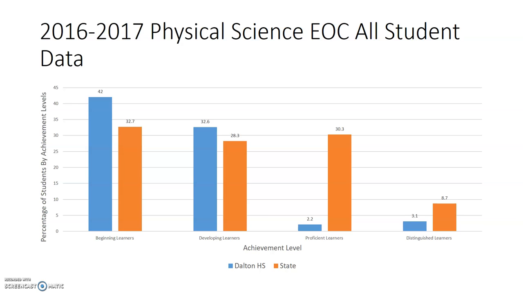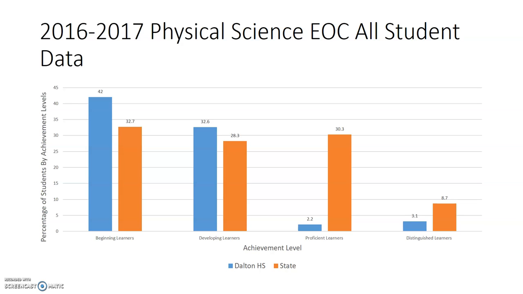So in 2016-2017 for physical science at Dalton High School, we had 42% of students test and perform at the beginning level, and the state is at 32. So we had a larger number of students perform at the beginning level compared to the state.